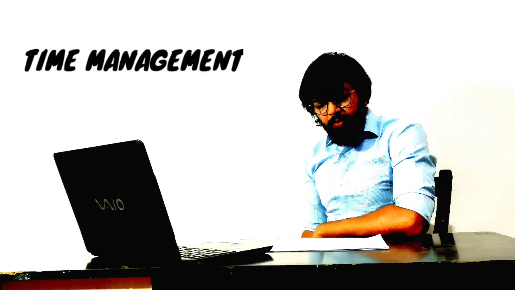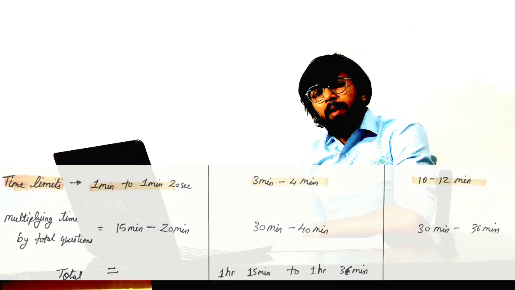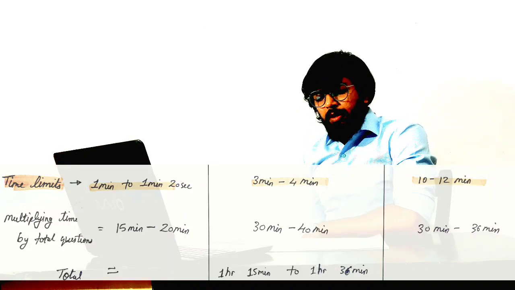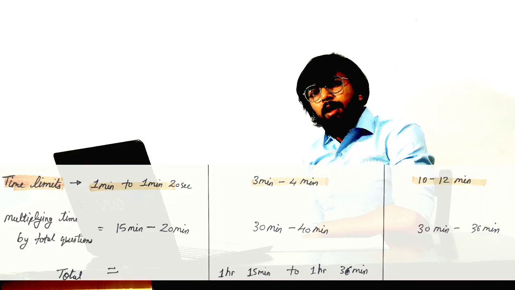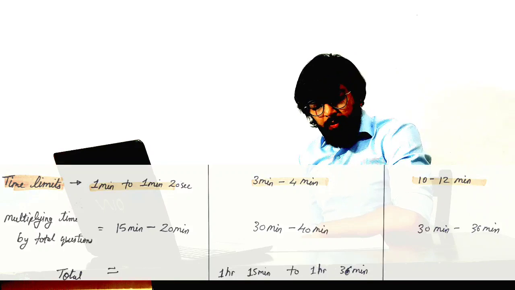Then the time limits. For a 3-marker question, the maximum time that you can give is 1 minute to 1 minute 20 seconds. For a 6-marker question, the time limit is 3 to 4 minutes. And for a 15-marker question, the time limit is 10 to 12 minutes.